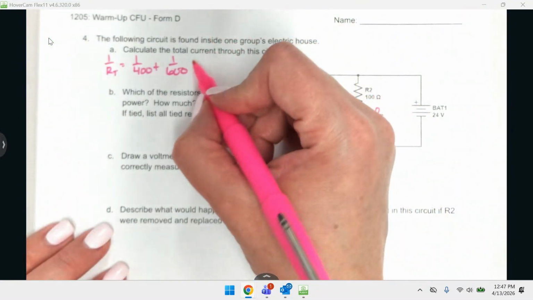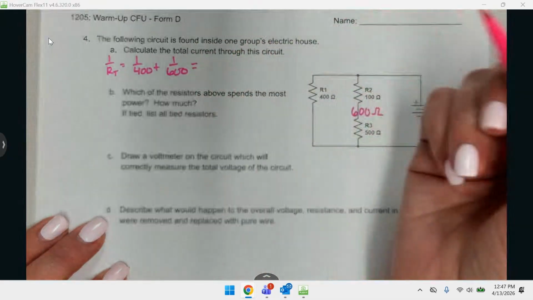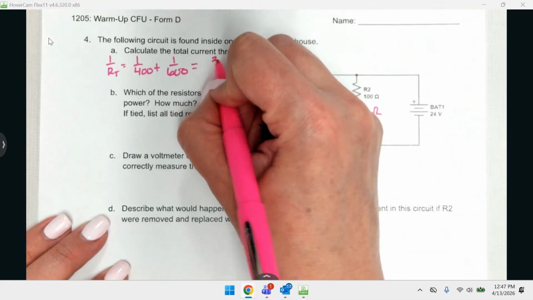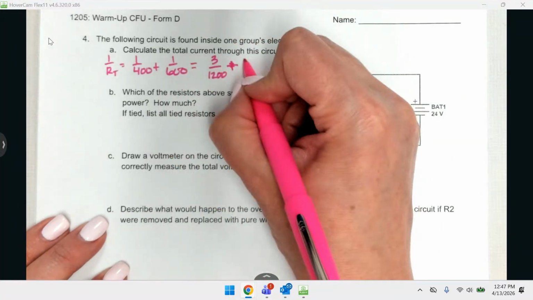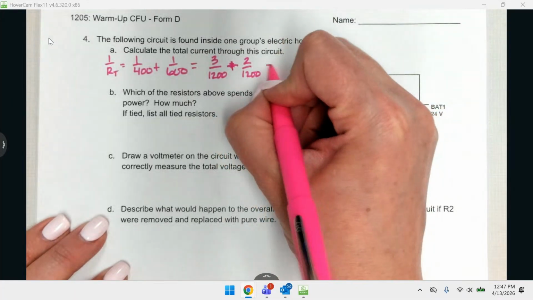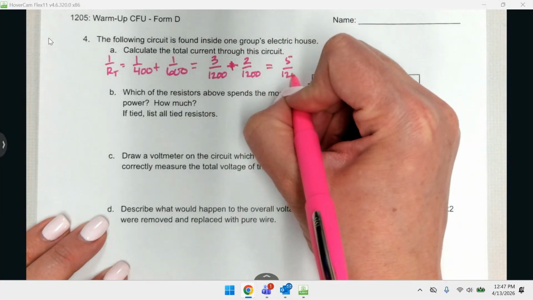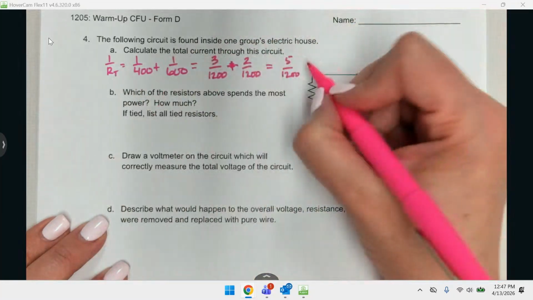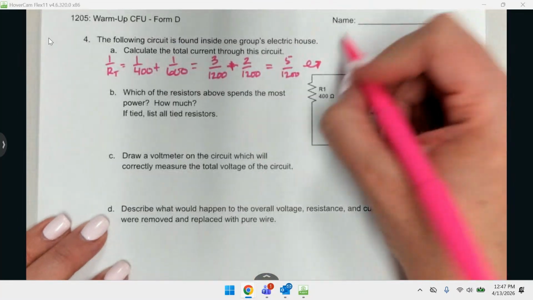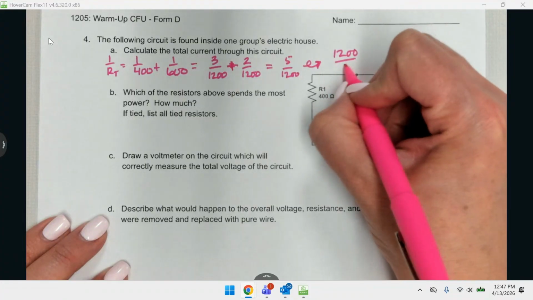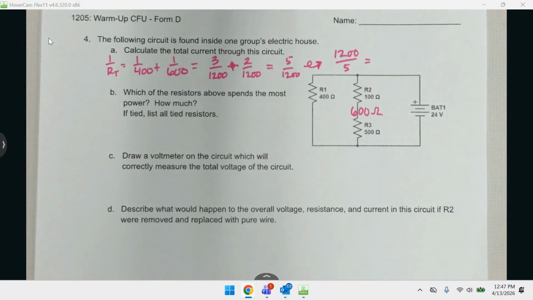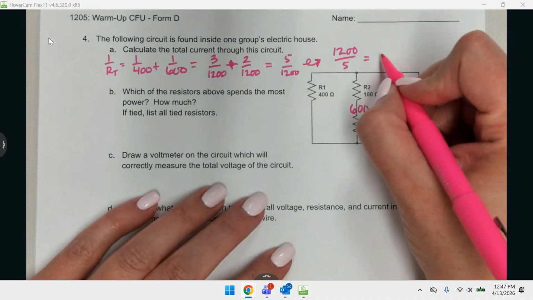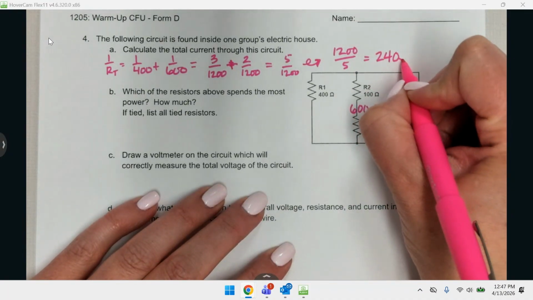So that's going to give us, if we wanted a common denominator, 1200 would be it. This would become 3 over 1200, plus this would become 2 over 1200, which gives us 5 over 1200. But again, that's equal to 1 over RT, so we need to flip that fraction, and that gives us 1200 over 5. Again, you can put that into the calculator. 1200 divided by 5 is going to give me an equivalent resistance of 240 ohms.